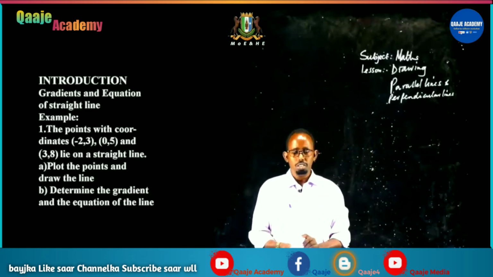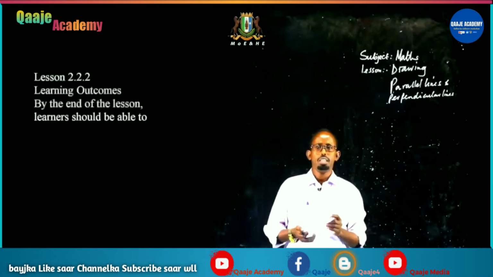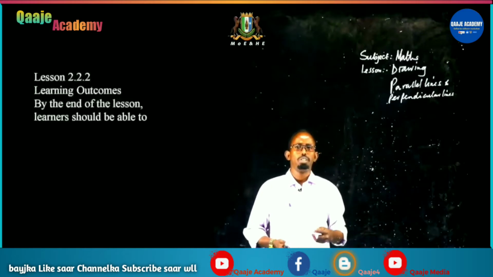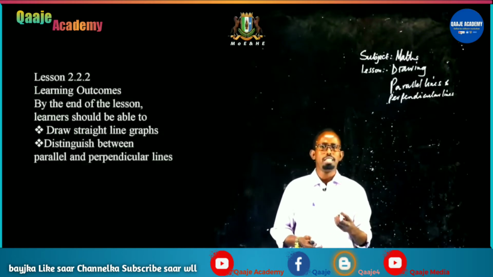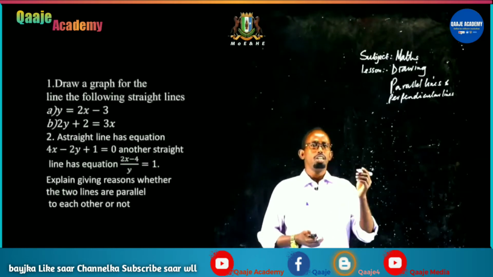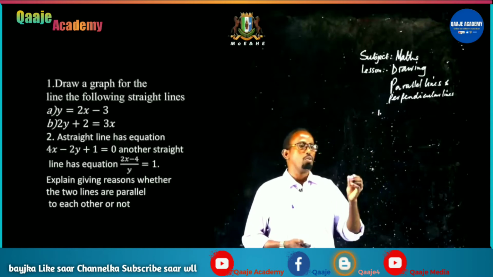In today's lesson, we'll be discussing the learners' outcome. By the end of the lesson, learners will be able to draw straight lines and distinguish between parallel and perpendicular lines.